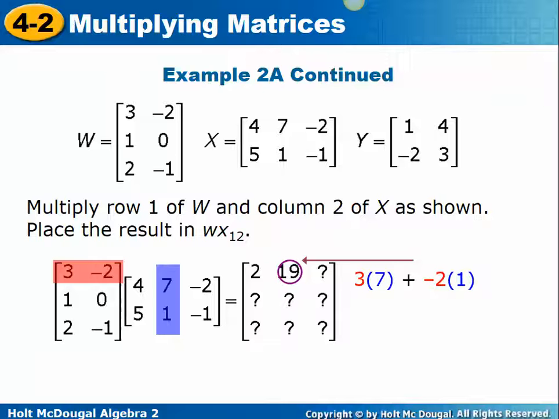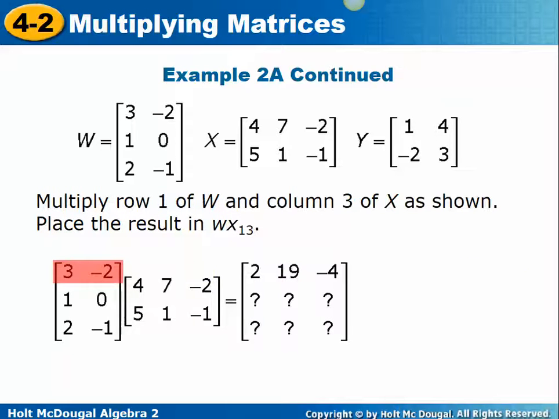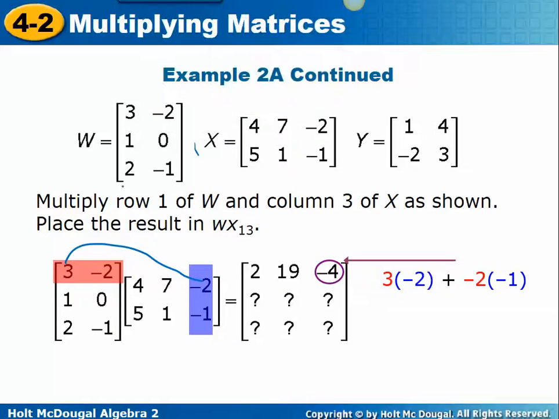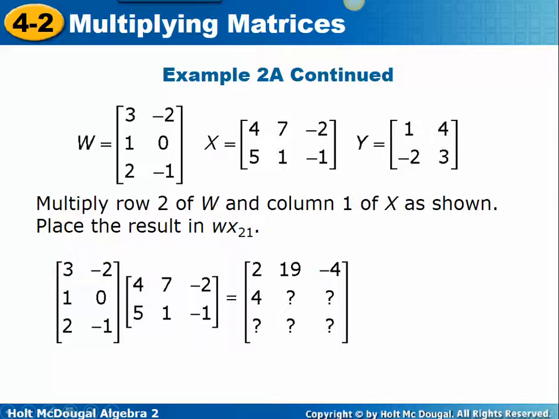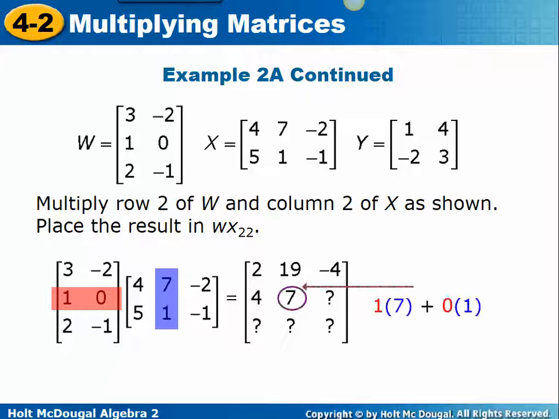The next calculation, which we talked about, 3 times 7 plus -2 times 1, would be 21 plus -2 is positive 19. Then we have 3 times -2. Remember, we're taking this times this, and -2 times -1. So we'd have -6 plus 2, because -2 times -1 is a positive 2, so that's -4. Now we move to the second row in the first column. So 1 times 4 is 4 plus 0. That's always nice when you have a 0. That's just 4.